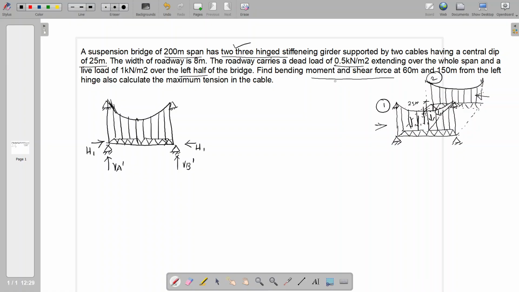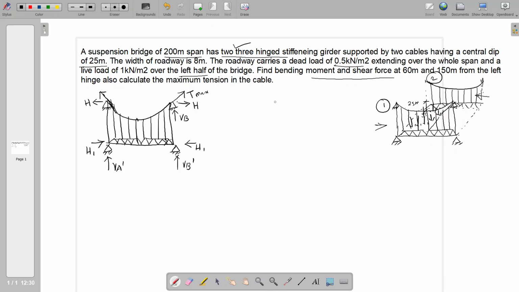That is to find out the bending moment, shear force, and the maximum tension. Maximum tension is calculated at this point. The cable tension is always in this direction, so we need to calculate T max. For the T max calculation, we require the support reaction VB and the horizontal thrust H. Why I am mentioning H is that this H will be the combined effect of the horizontal thrust due to this girder and the horizontal thrust due to this cable.